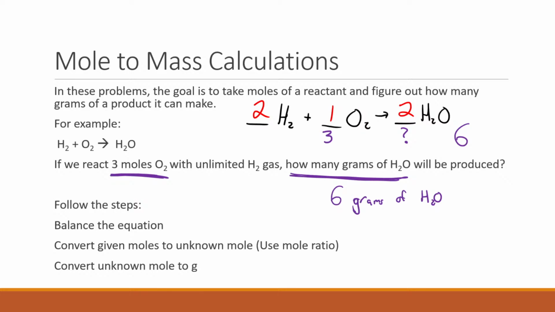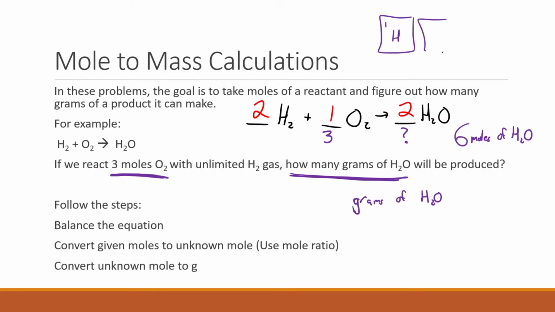And the answer is no, it's not. These numbers are a mole ratio: 2 moles, 1 mole, 2 moles, 3 moles, 6 moles. These numerators and denominators are always moles. So we actually have 6 moles of water, not grams. And so we need to check the periodic table.